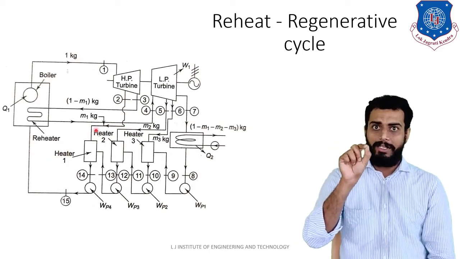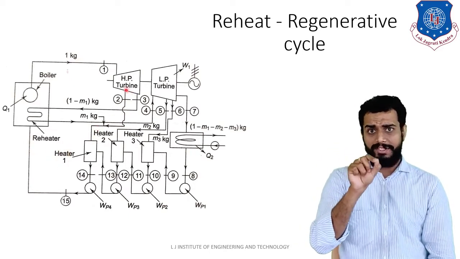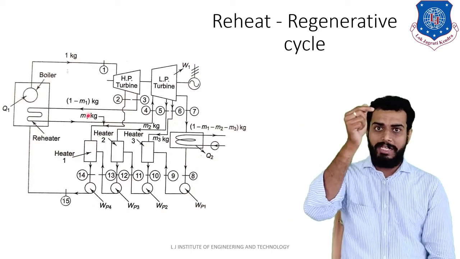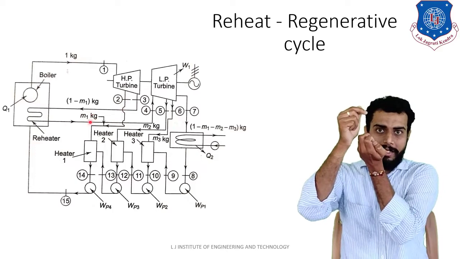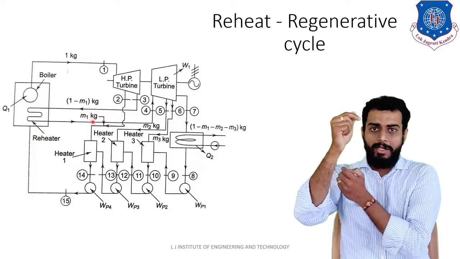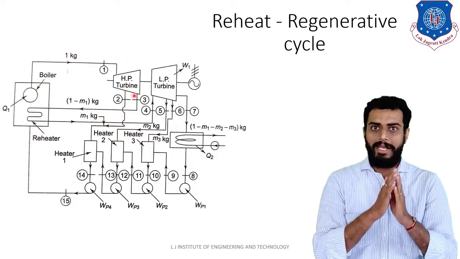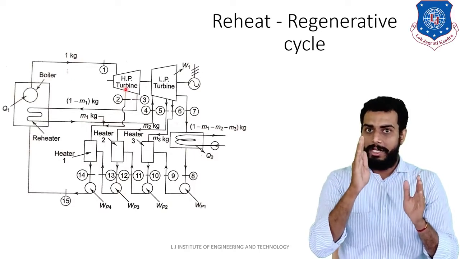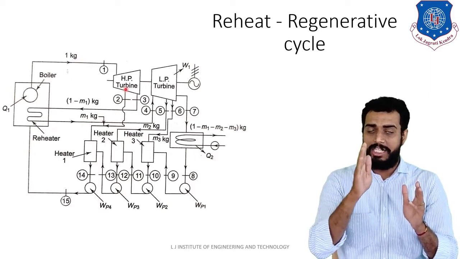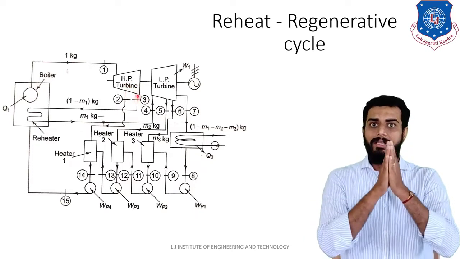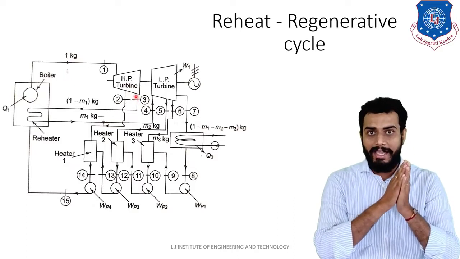Now what happened further? If from the high pressure turbine you are extracting m1 kg of steam, the supply was 1 kg. You are intermediately extracting m1 kg. So now what are you left with? 1 minus m1 kg. Simple and easy to understand. This remaining 1 minus m1 kg of steam will be rejected out from the turbine outlet, that is point number 3 shown in the diagram.